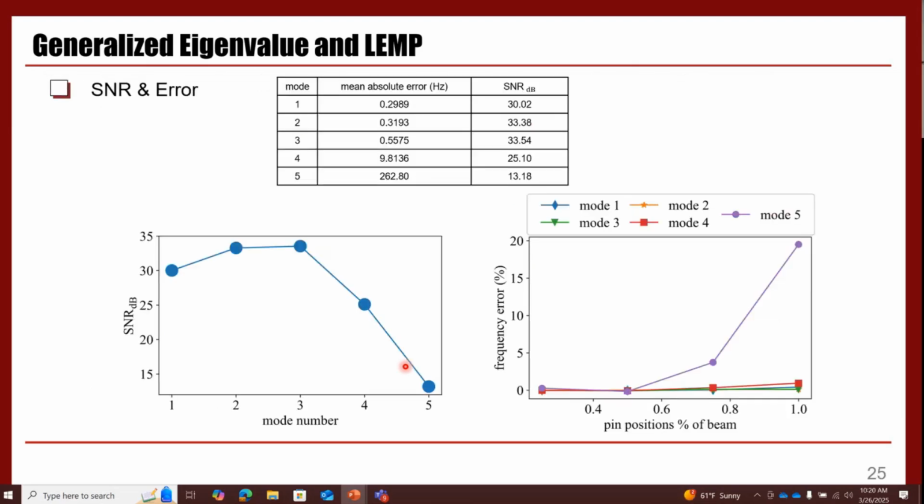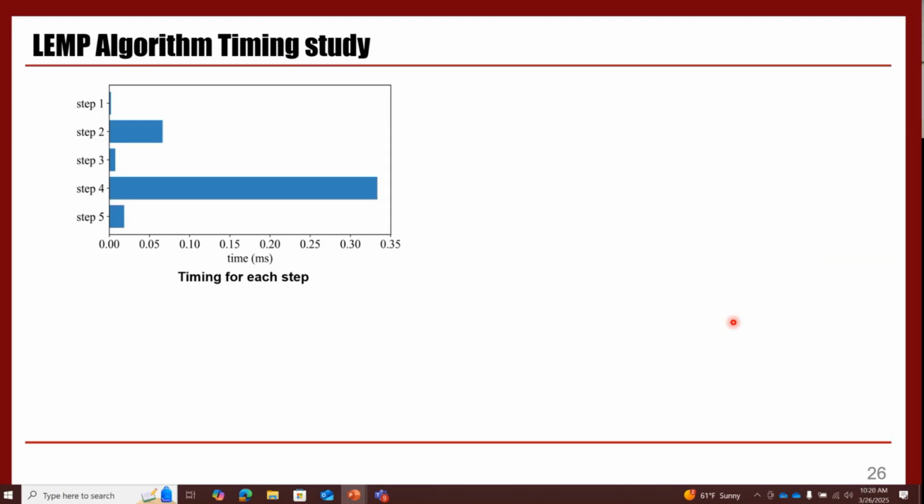So this is the signal to noise ratio for the first four modes. The only difference we find is in the fifth mode, where we have higher error. The reason for the error is that we are using just 5 nodes to define the beam. If we increase the number of nodes, we are going to get a better estimation of the frequency values, rather than this slight error.